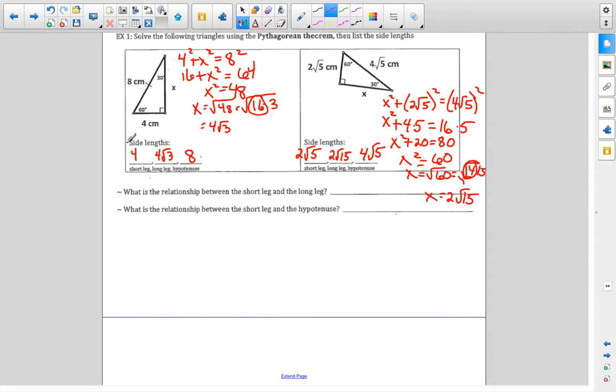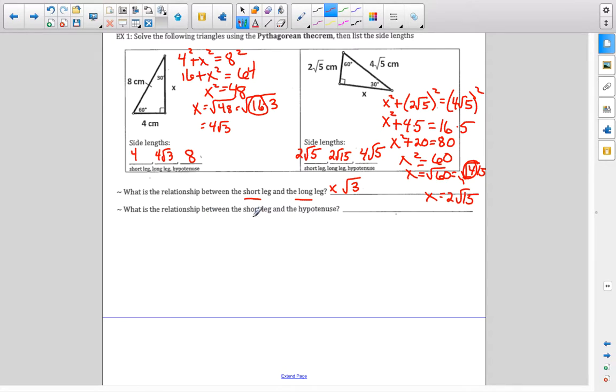So looking at these examples, I can see my short leg to my hypotenuse is multiplying times 2. Short leg to hypotenuse, I'm multiplying times 2. But the short leg to the long leg, I'm taking that short leg and I'm multiplying times the square root of 3. Taking my short leg, multiplying times the square root of 3 to get my long leg. So the relationship between the short to the long is multiplying times the square root of 3.